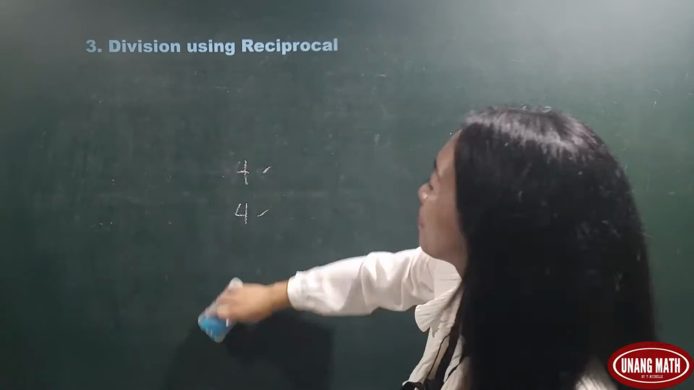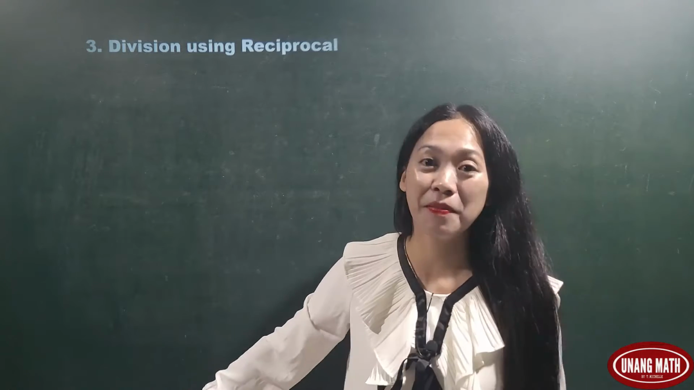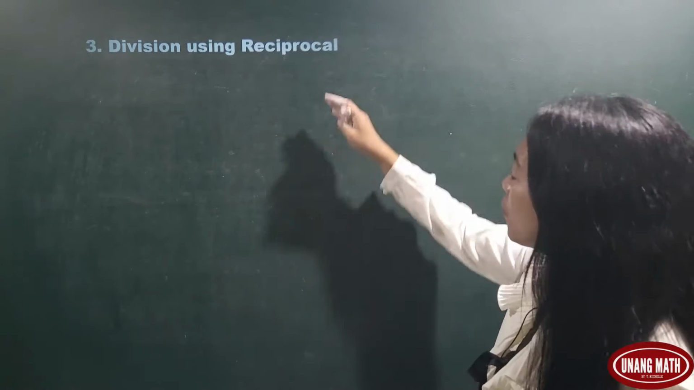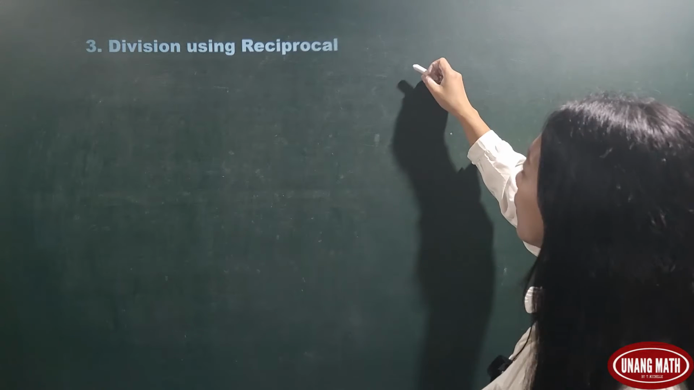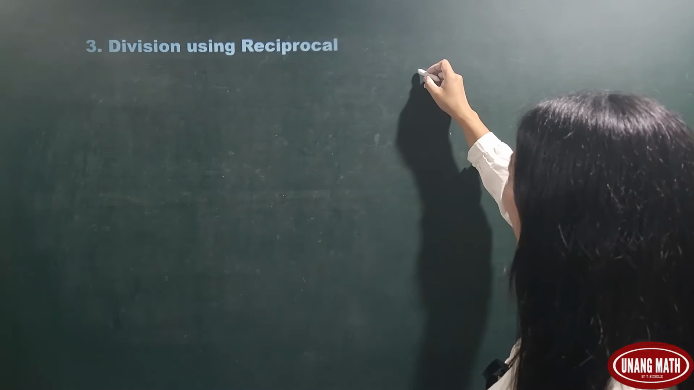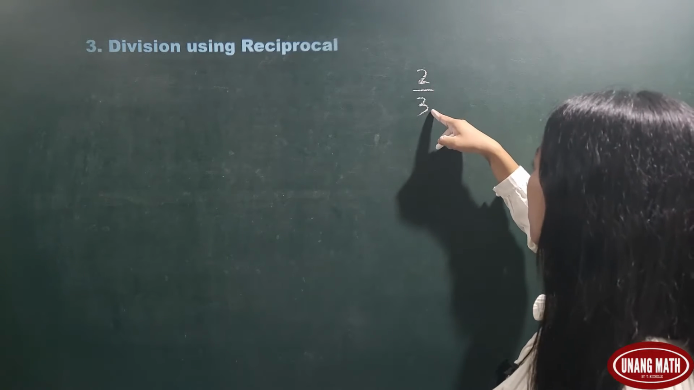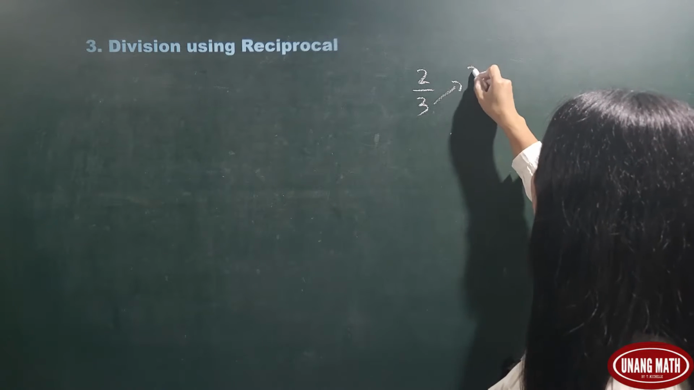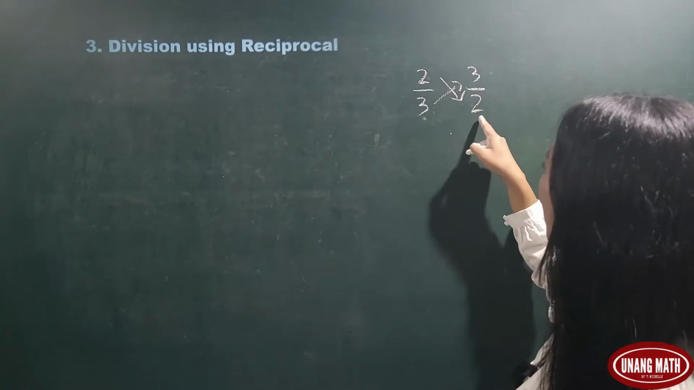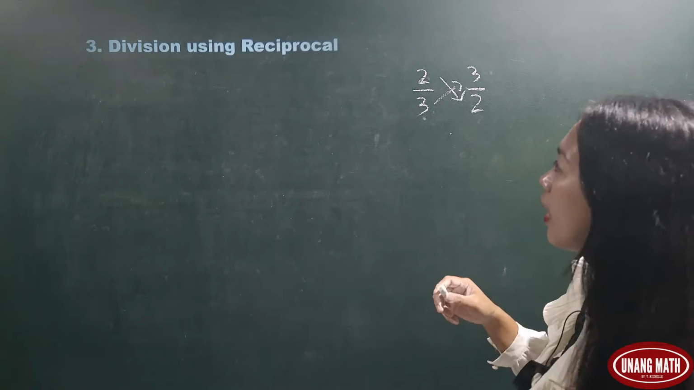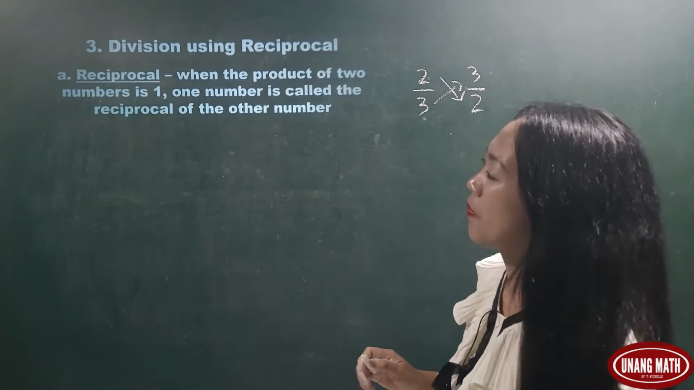Okay, let's check this one. How about division using reciprocal? We usually hear the word reciprocal if we are trying to get the reciprocal of a fraction. Example, 2 over 3. 2 over 3's reciprocal is 3 over 2. So 3 becomes the numerator, 2 becomes the denominator. But what does the word reciprocal really mean?